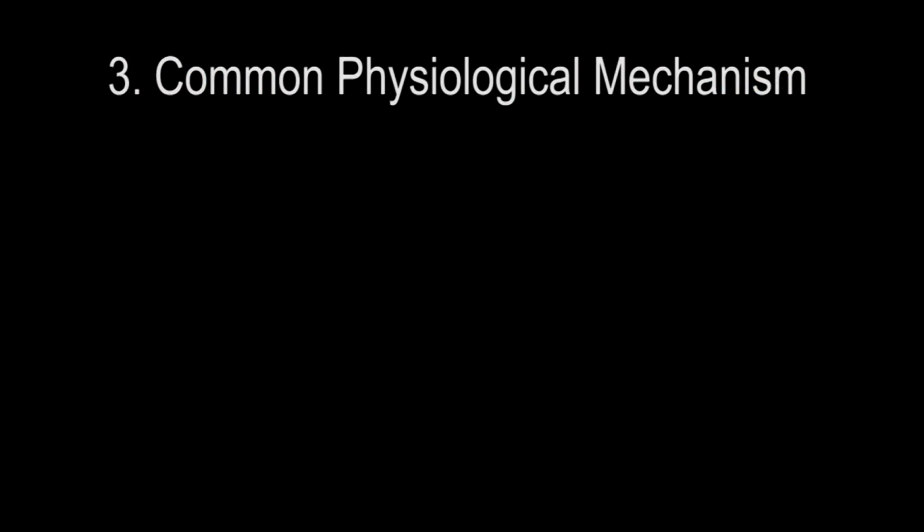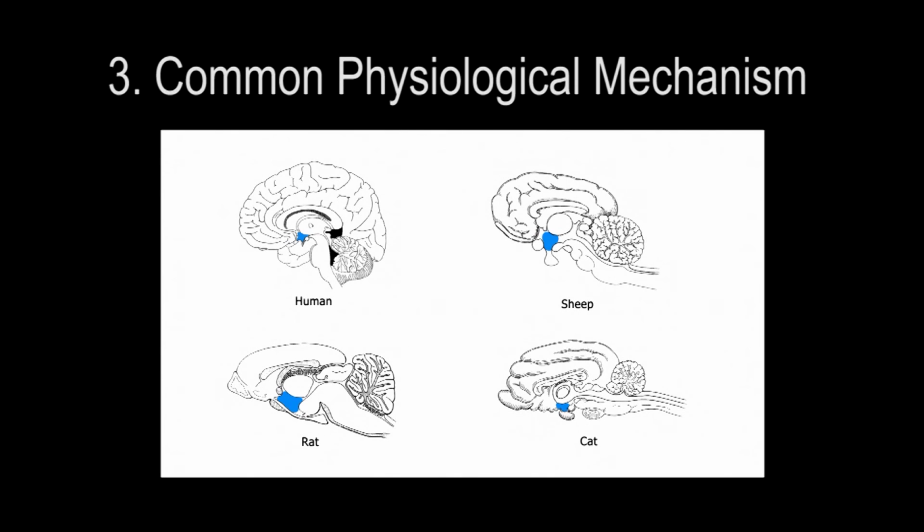The third criterion is a common underlying physiological mechanism. For example, a certain part of the brain, the hypothalamus, controls eating in different species, representing evidence of homology in eating behavior that was derived from a common ancestor.